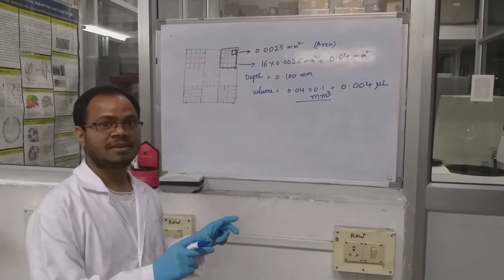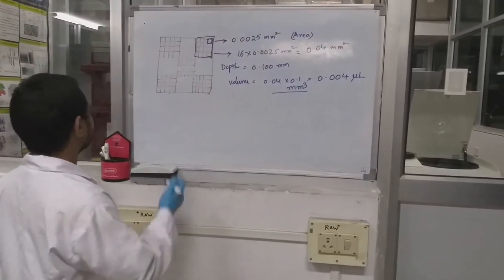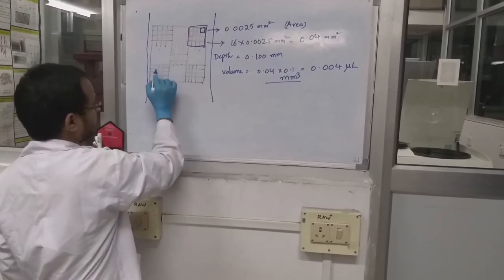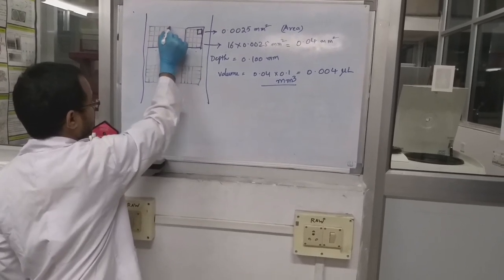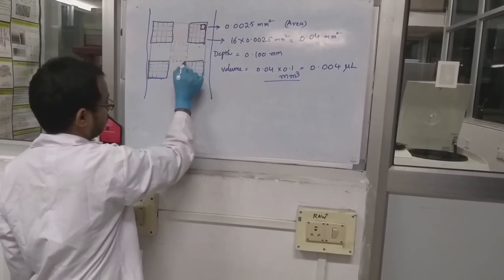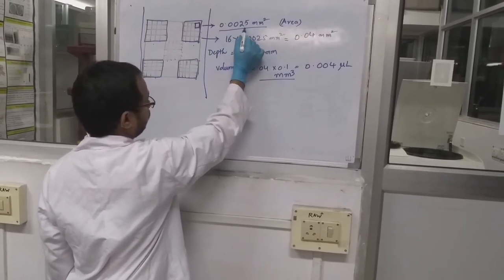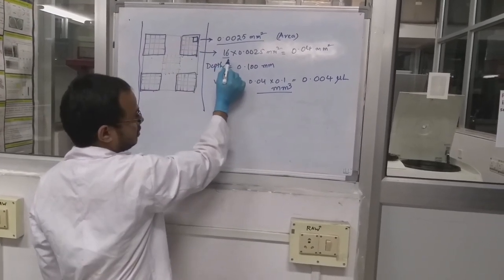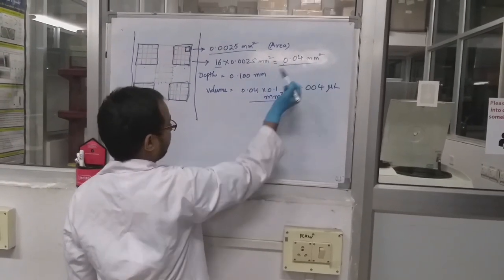Check how many cells are there in all the squares. Now we have to count. How to count the cells? Here is a typical Neubauer chamber which contains 5 squares. So we have to count cells in these squares. Each square has an area of 0.0025 millimeter square and there are 16 small squares in total. So the total area of this whole square is 0.04 millimeter square.